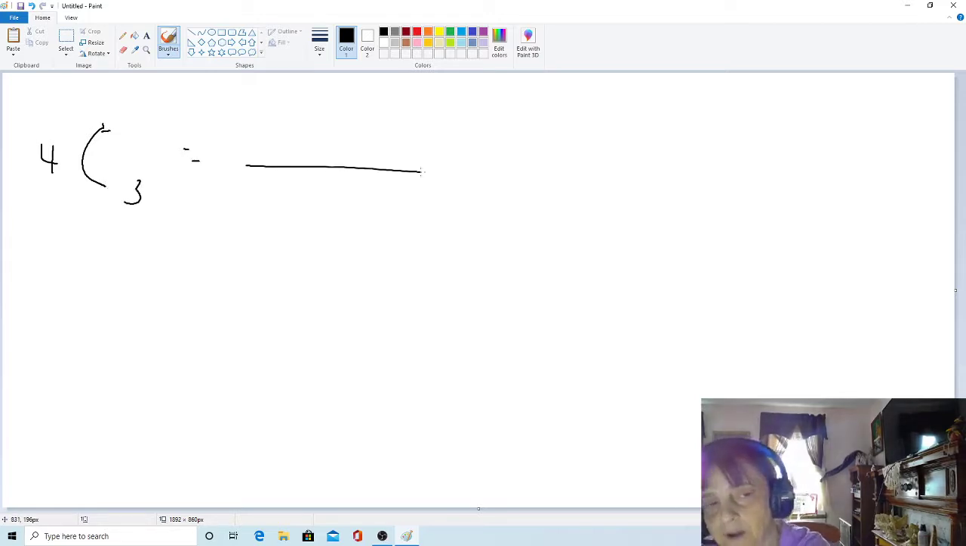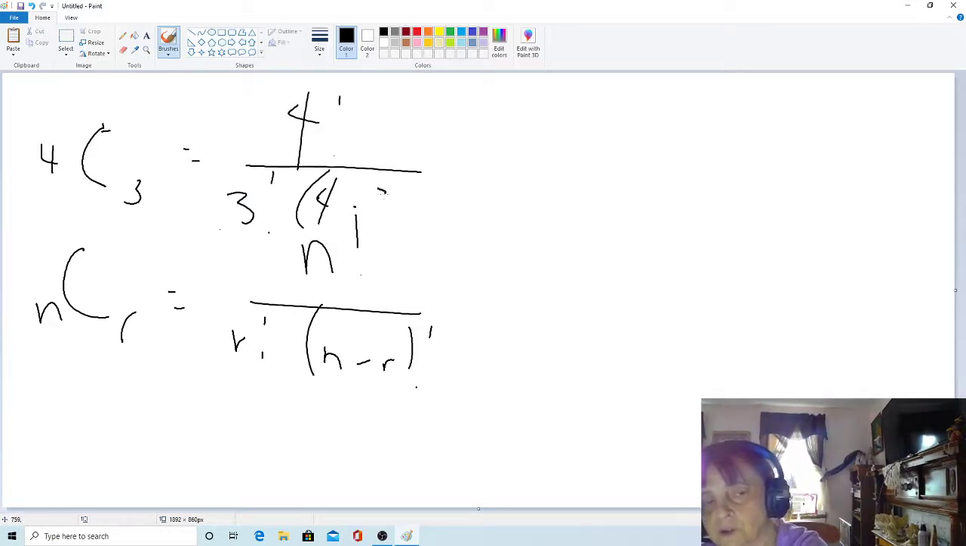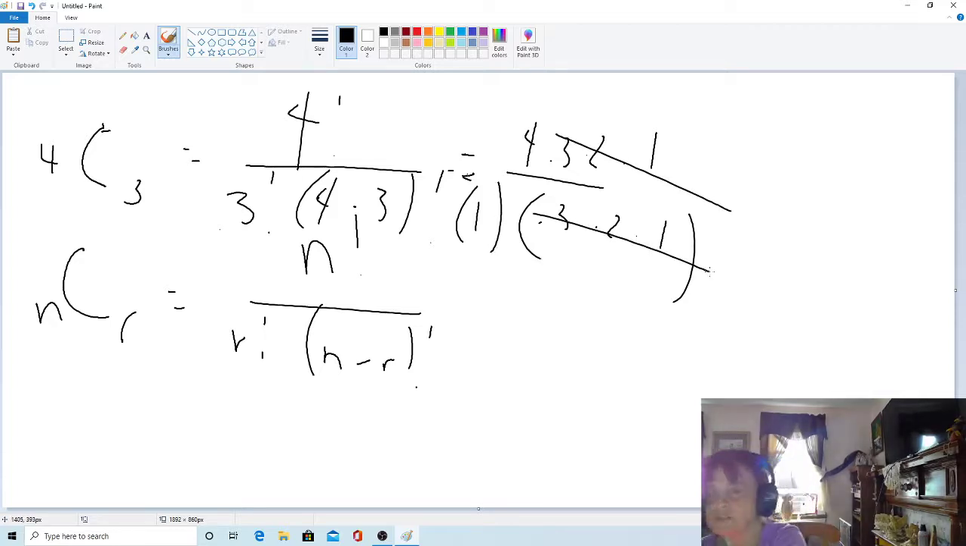Okay, by the combination formula, the combination formula is n factorial over r factorial times n minus r factorial. So that's the top, the largest number factorial over the bottom number factorial times 4 minus 3 factorial, which is 4 times 3 times 2 times 1 over 4 times 3 times 2 times 1, and this is 1. The 3 times 2 times 1's cancel, and that leaves you with a 4. So C of 4, 3 is 4.